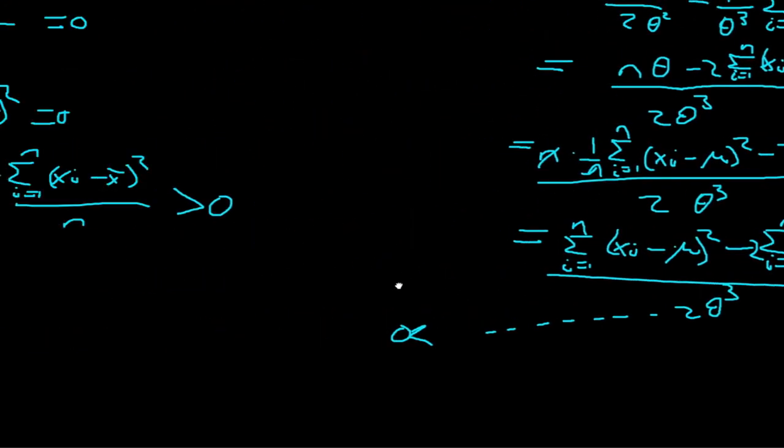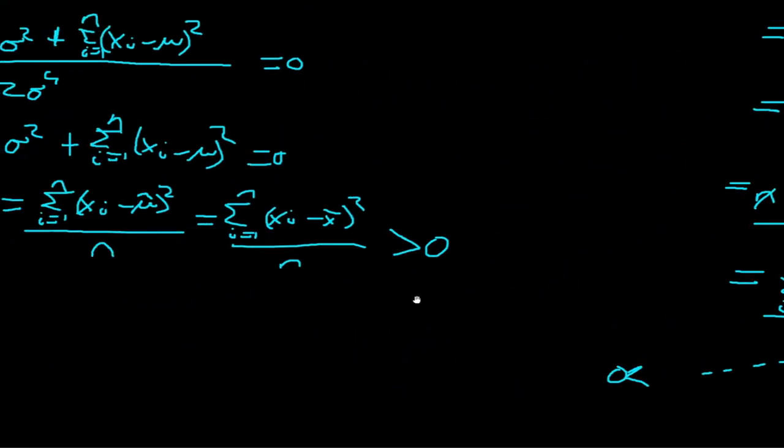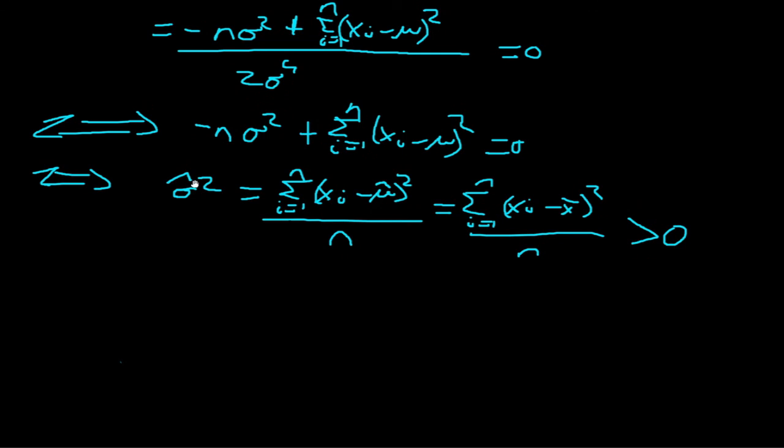So there you have it guys, we've checked the second order condition, and this gives us that the maximum likelihood estimator for sigma squared is equal to this equation right here, and the maximum likelihood estimator for mu will be equal to the sample mean. So these are the results guys.